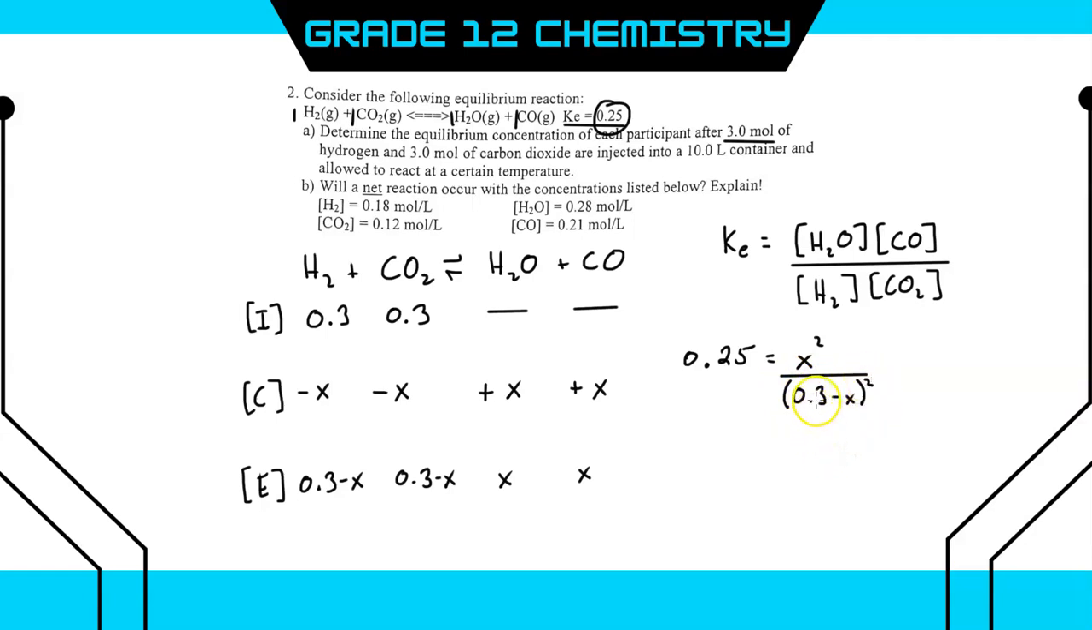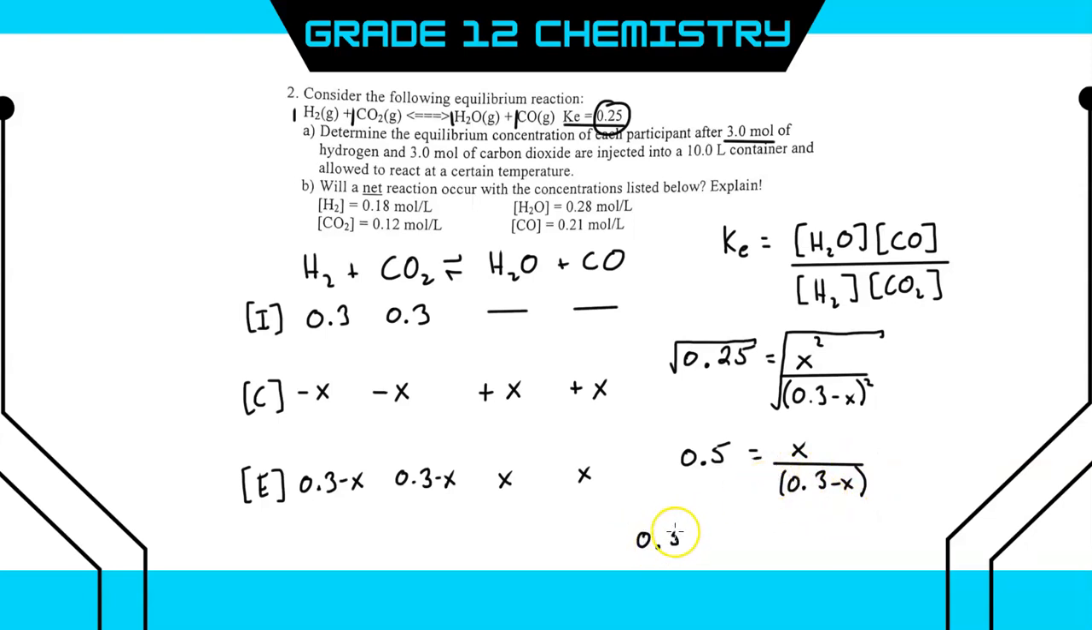Now it's lucky I can do that because I can avoid a quadratic here, because what I'm just going to do then is square root both sides of the equation. So when I do that, square root of 0.25 is just 0.5. And on the right side, square root of x squared is x. And similarly below, I can just get rid of the square as well. So 0.3 minus x.